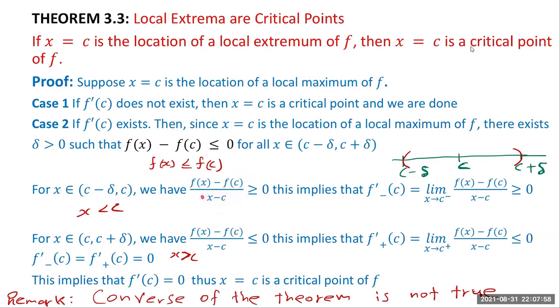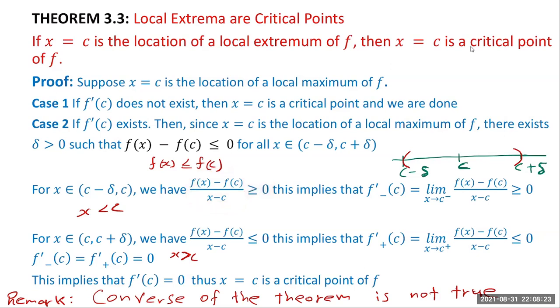This is strictly less than 0 because I'm picking my x in this interval. That means your x has to be less than this number. X is strictly less than this number. That means x minus c has to be negative. Your top is less than or equal to 0. Your bottom is less than 0. That means this whole quantity has to be greater than or equal to 0.